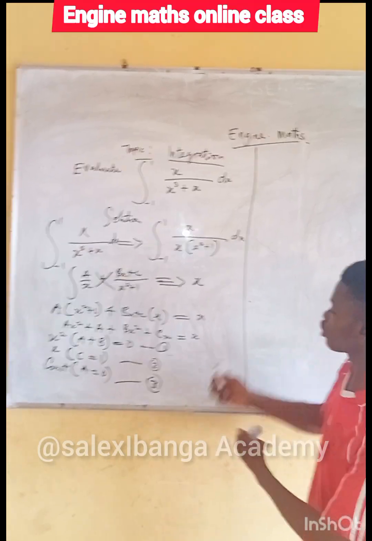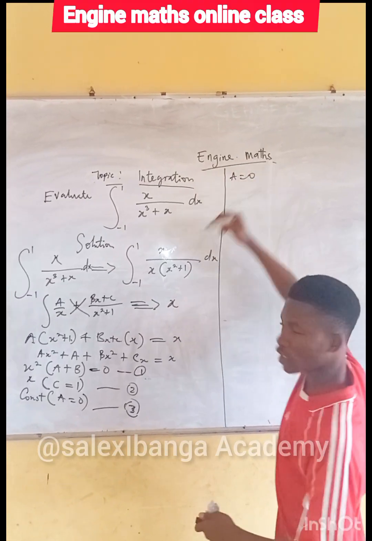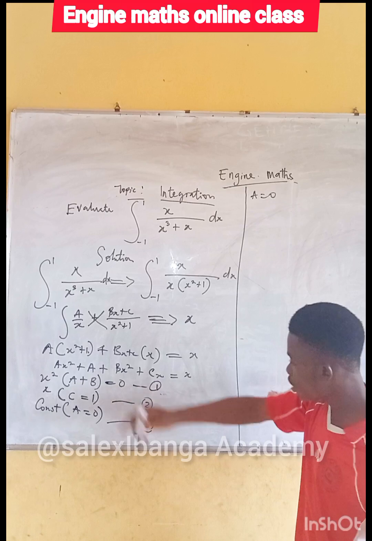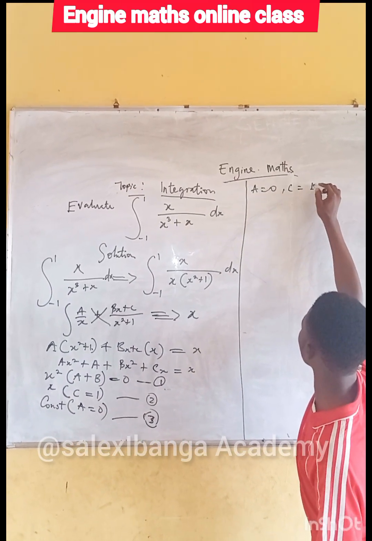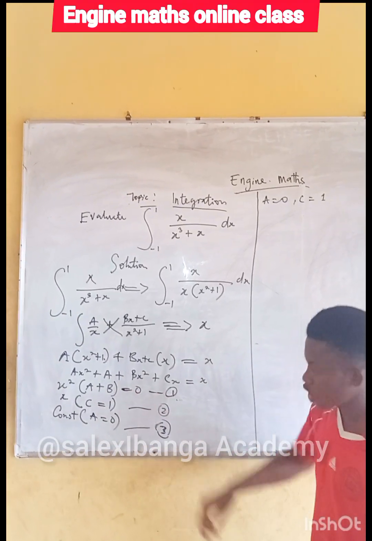So let's start from equation 3. Equation 3 says that our A equals 0. That means A is equal to 0 when we are plotting our value of A. Then let's look at equation 2. Equation 2 says our C equals 1. That means we are plotting the value of C. Our C is 1.